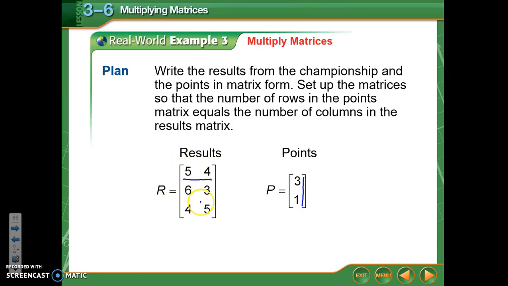Each row represents 1 team, and this is the number of wins and draws. And then here are the points, 3 points for a win and 1 point for a draw. That's going to work because here I'm going to do 5 wins times 3 points plus 4 draws times 1 point.